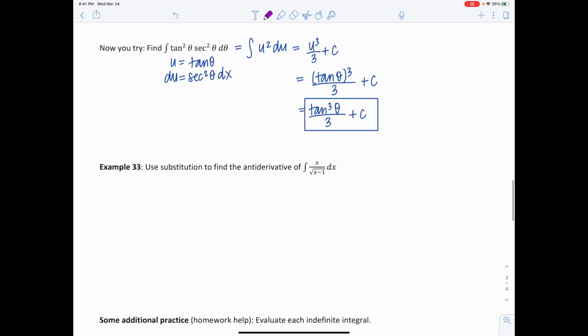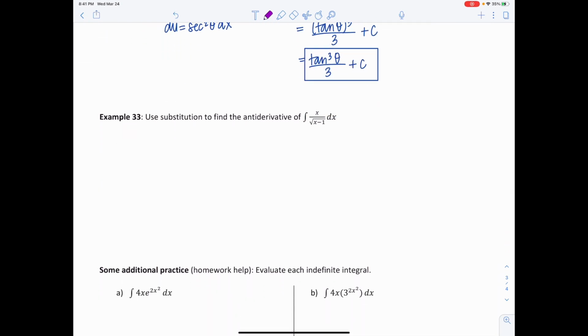So this next example is a little different. So we're gonna learn a different method. So let's first think about what we would normally do. So I'm thinking the inside function would be x minus 1. So I'll let that equal u. But its derivative is 1. And I have an extra x in my integral that isn't really accounted for.